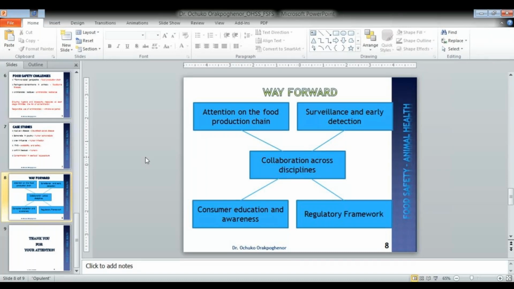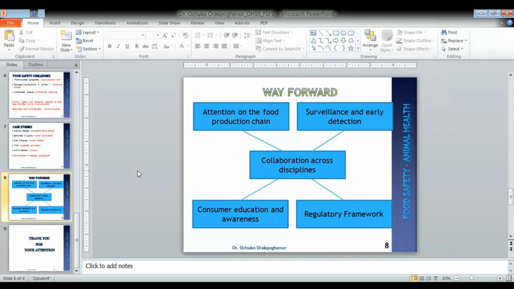There should be surveillance, and this surveillance will let us know that there is a disease. The disease will be detected early enough. Also, consumers should be educated and given awareness so that whenever there is an outbreak of any disease in animals, consumers will not tell you that by the time you cook, this disease will be killed or the disease agent will be killed. Most importantly, there should be a regulatory framework, and this framework has to come from our government.